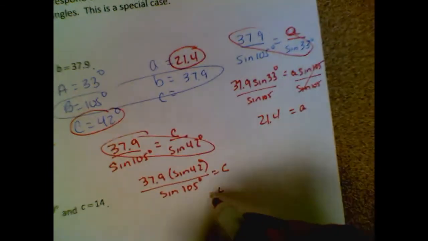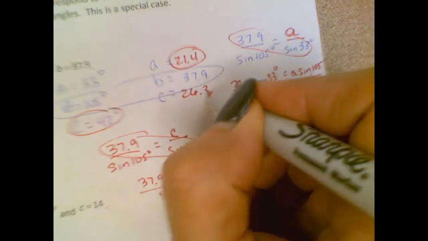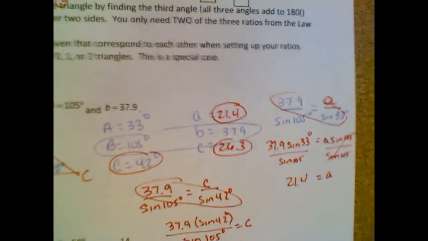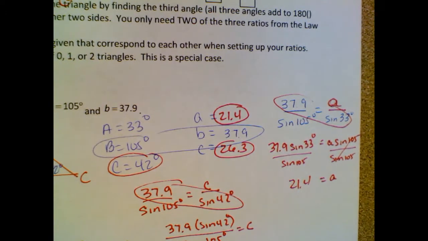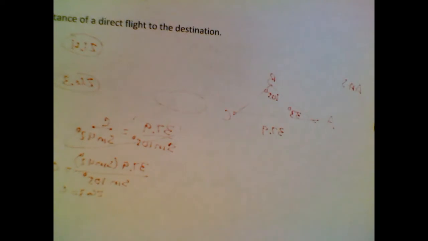So C is 26.3. Come up, write that up here. And you have just solved the triangle for all three parts. All right, so on the test, I'm not going to ask you to solve the whole triangle. I will ask you just for one part of it. So let's do one that's a little bit easier here. Let's go to B on the back.